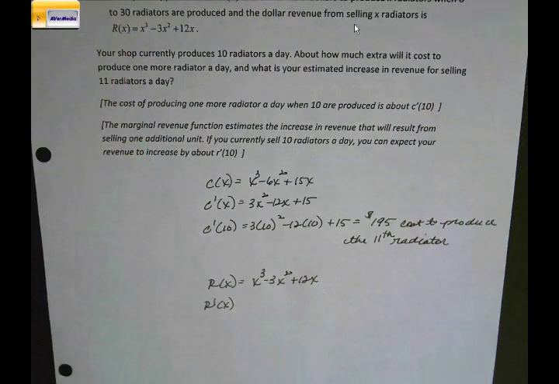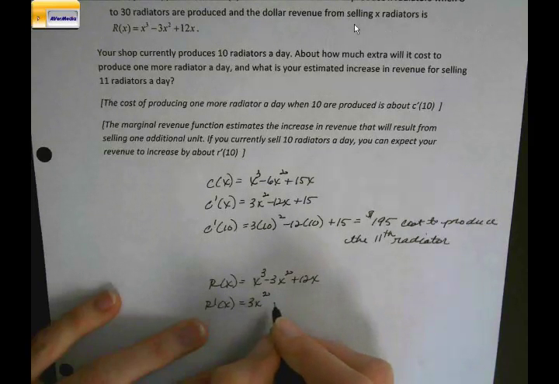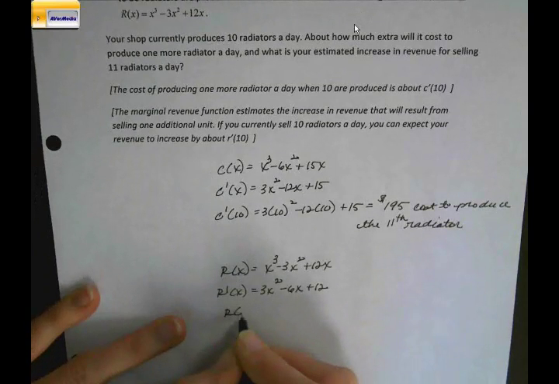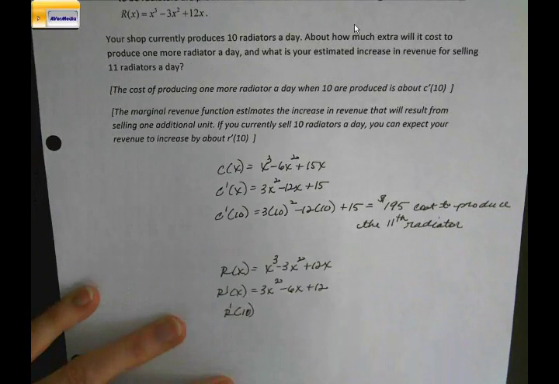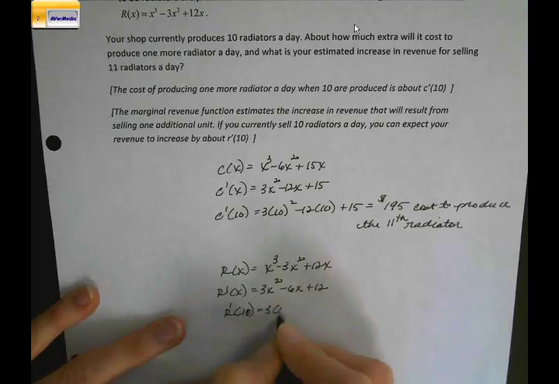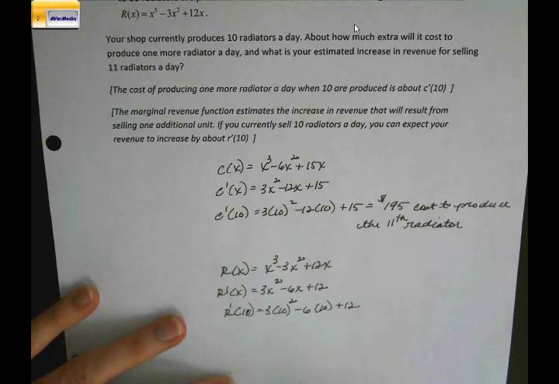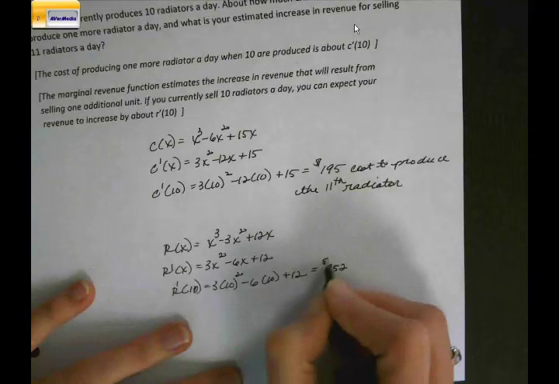So how much is the revenue going to vary if you go one more, an 11th radiator? So this first derivative, the change in revenue, is 3x squared minus 6x plus 12. So your change in revenue, right after you produce the 10th one and you're going into the 11th one, is 3 times 10 squared minus 6 times 10 plus 12, which is $252.